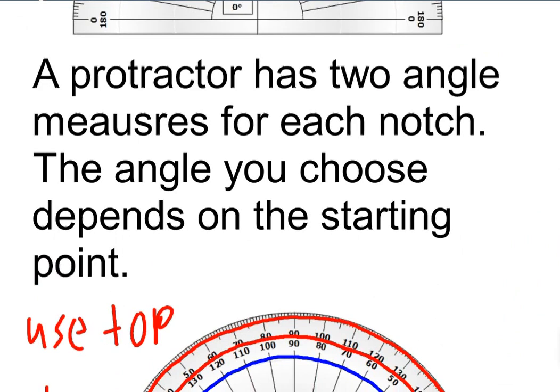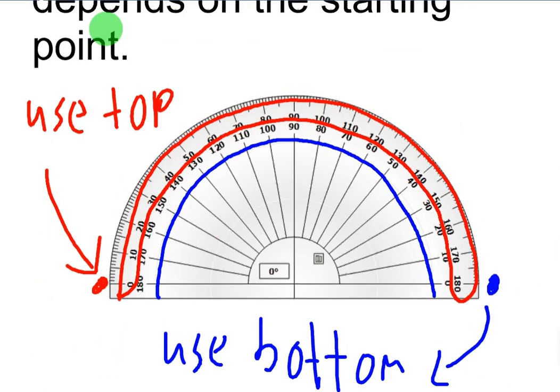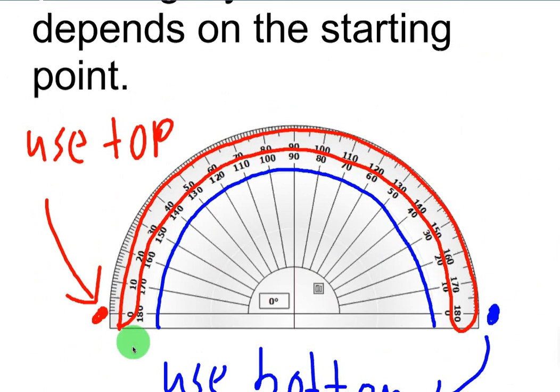A protractor has two angle measures for each notch. The angle you choose depends on the starting point. For this particular protractor, I'm not sure if they're all the same. If this was our starting point, we would use these top values. So for example, this angle right here would be 30 degrees, not 150. Now if this was our starting point for this protractor, we would use the bottom values. So for example, again, this angle would be 30, formed by this point, not 150. So be careful about which values you use.